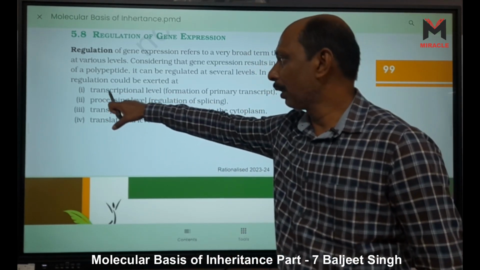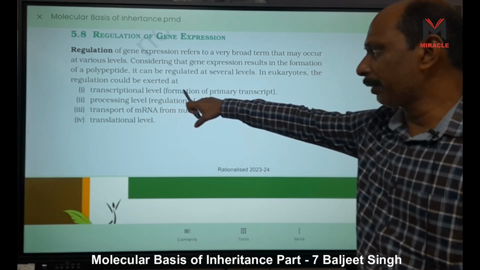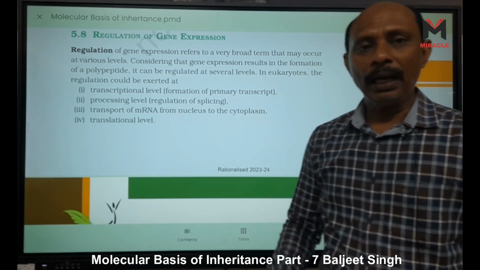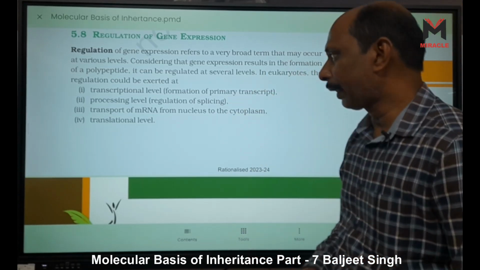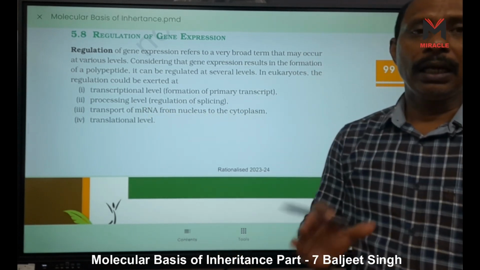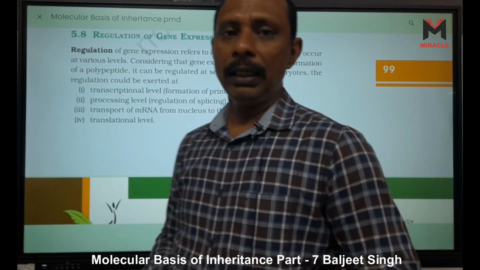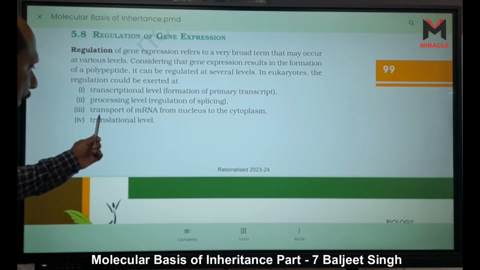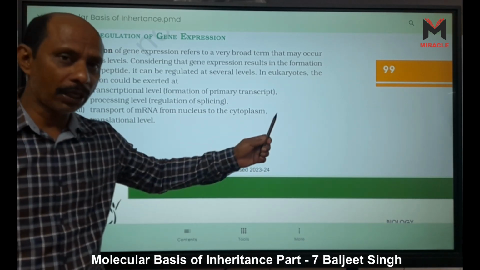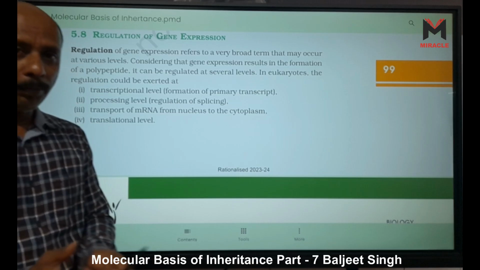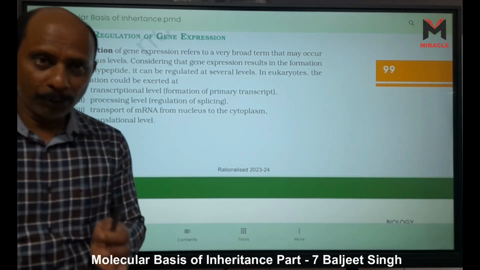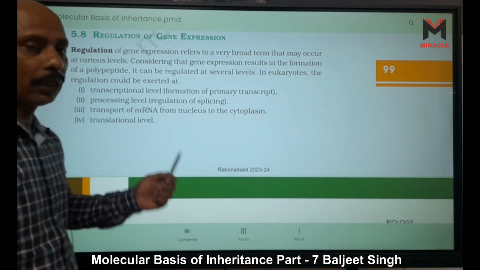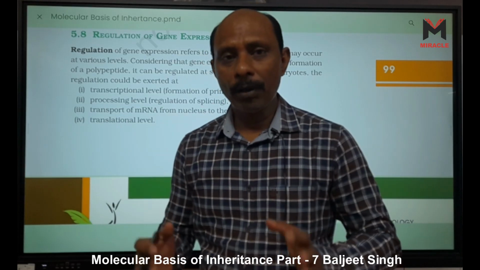Transcriptional level: transcription means formation of messenger RNA, that is, formation of the primary transcript. Second, the processing level, that is regulation of splicing, and then capping and tailing. Third, transport of messenger RNA from the nucleus to the cytoplasm, because ribosomes are present in the RER, outside the nucleus. Then the translational level, which means the time of protein synthesis.